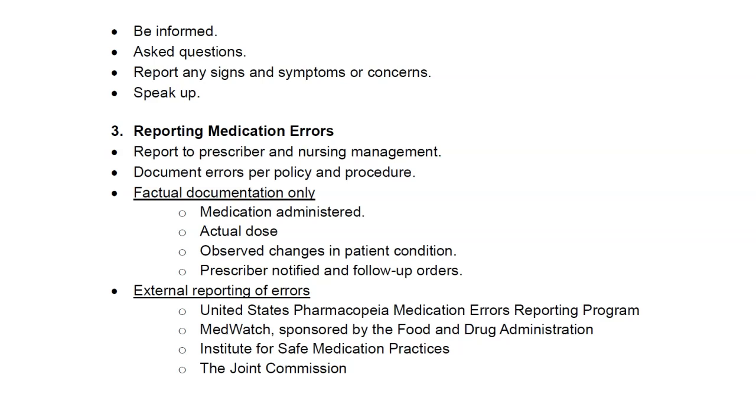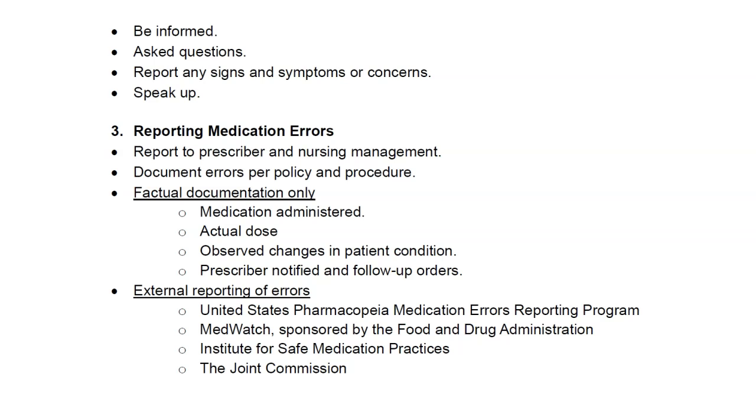So when an error happens, we need to make sure that, one, we report it to the prescriber and the nursing management, right? Definitely we have to follow the hospital or facility's policies, but one of the first people that we have to notify are the prescribers and the nursing management. Also, we have to document the errors per policy. So if there's a specific document or some form that we have to complete, definitely we have to do that.